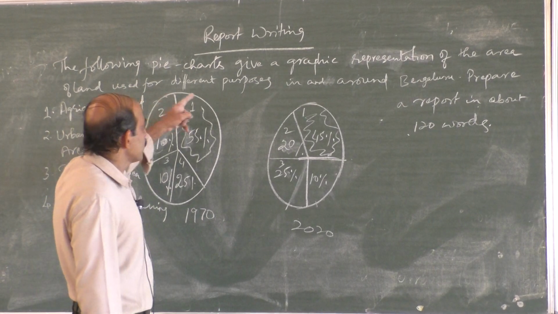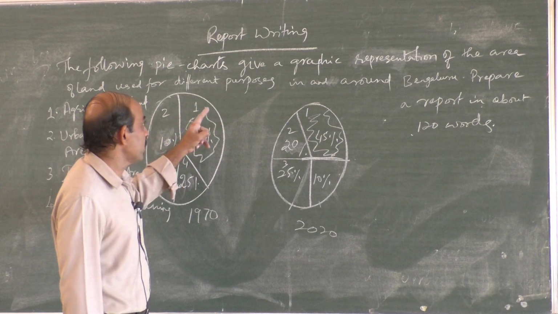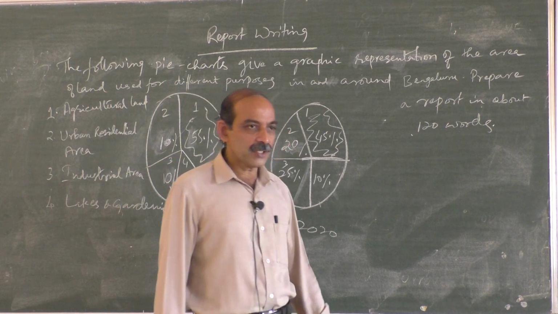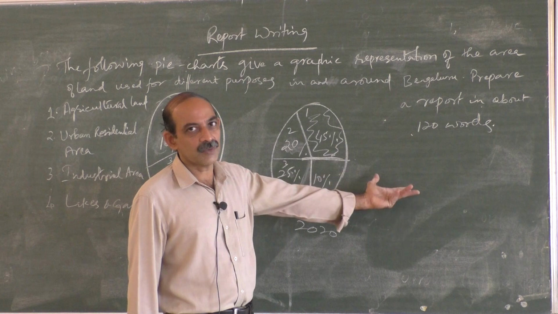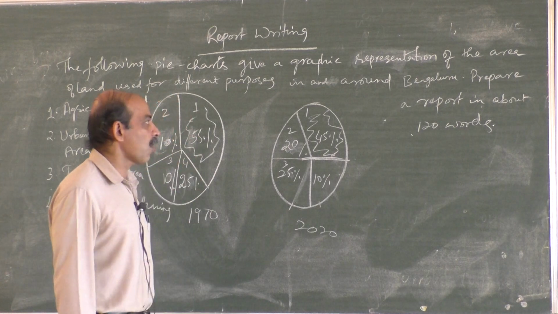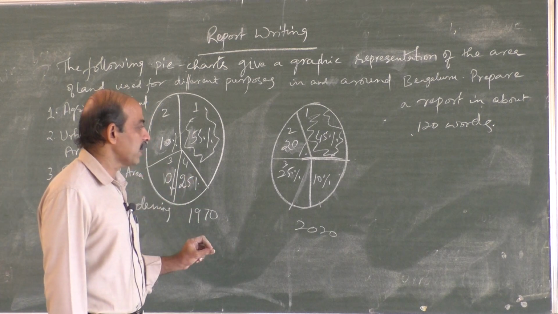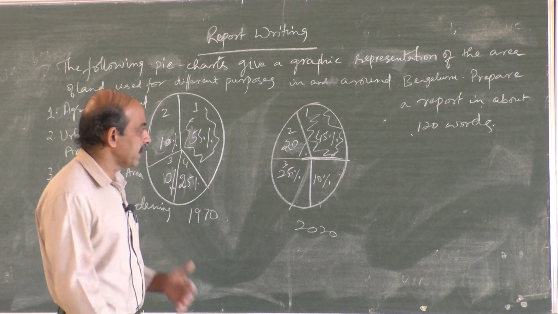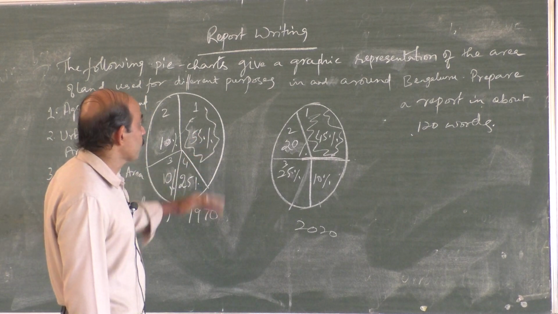Now, the following pie charts give a graphic representation of the area of land used for different purposes in and around Bengaluru. Prepare a report in about 120 words. You need not consider 120 words there. You may finish it with 60 words or 80 words, depending on the brevity or the good language that you have got. You need not count 120 words; instead, write it properly, containing all the points and all the notes that are available in the graph.